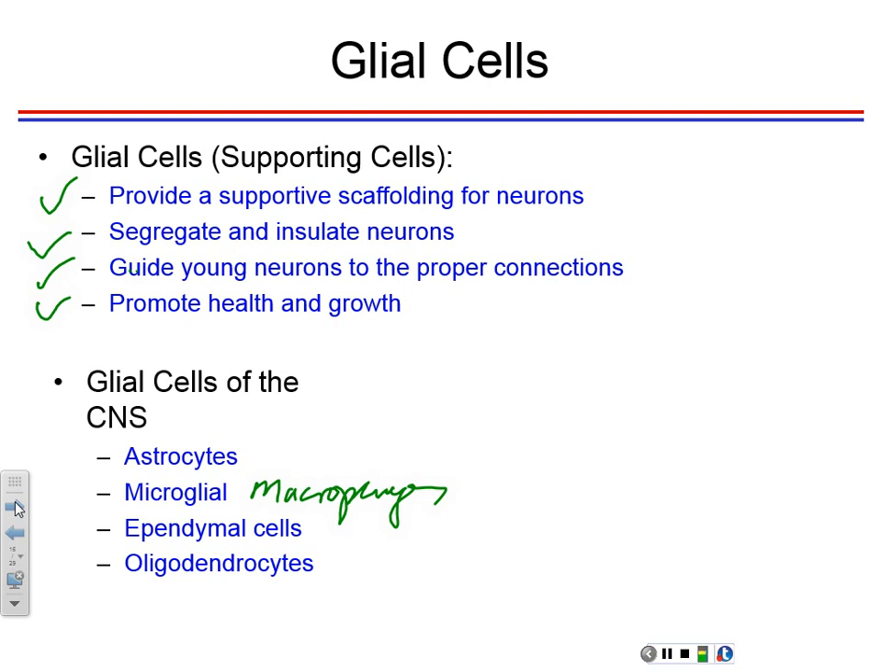Yeah, bacteria. So these ones, microglia, are the bacterial ones. They engulf bacteria in there. Macrophages do that. They engulf bacteria. So microglial cells engulf bacteria in the brain. You don't want bacteria up here.